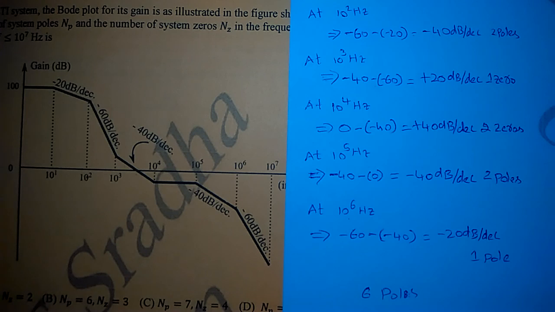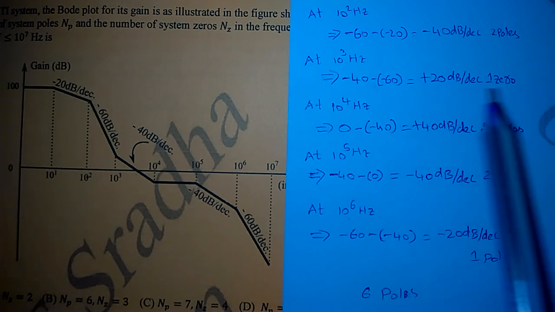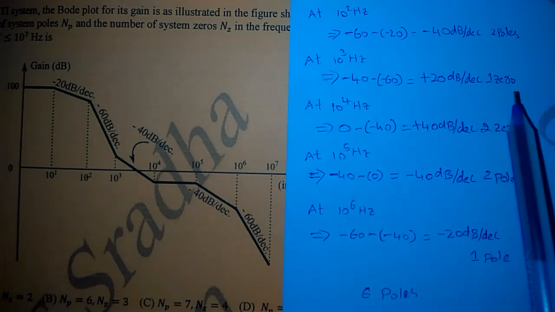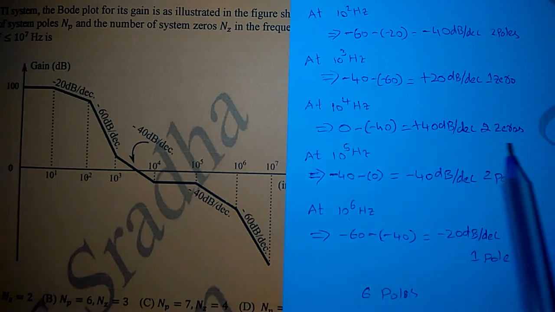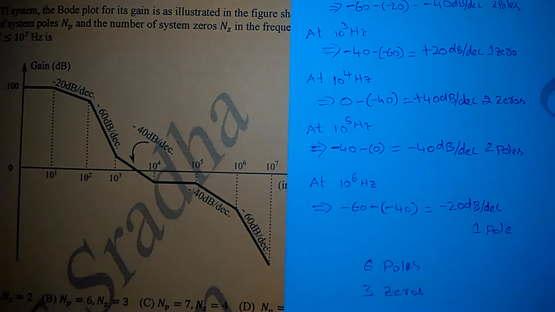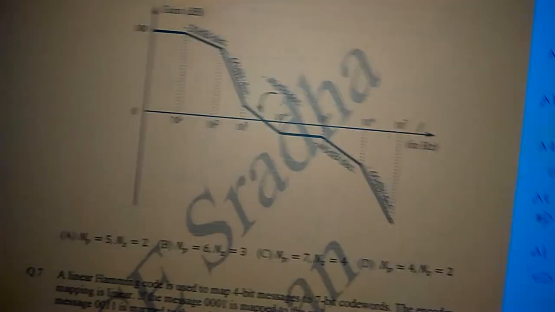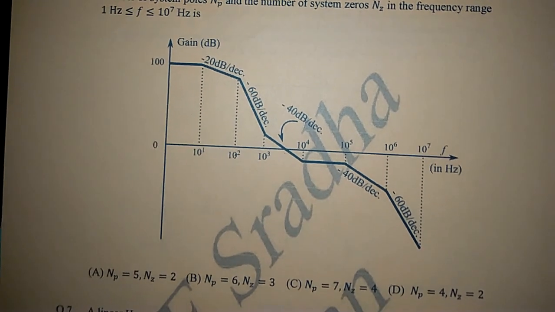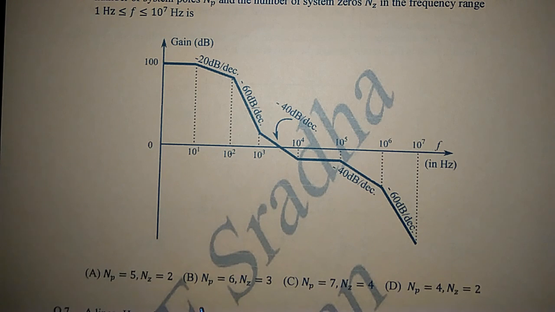Next, if we count the zeros, at 10 to the power of 3, one zero is there, and at 10 to the power of 4, 2 zeros are there, so total 3 zeros are there. So from the Bode plot we can say that there are 6 poles and 3 zeros. So from the options, if we observe carefully, option B represents 6 poles and 3 zeros. So this is the correct option.